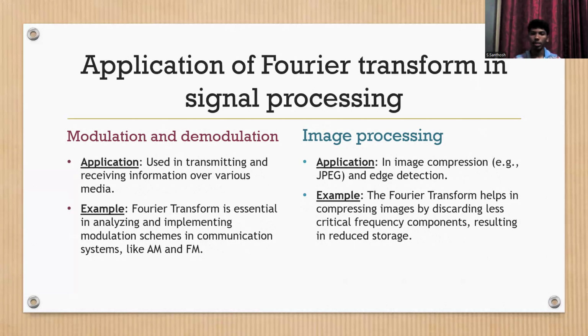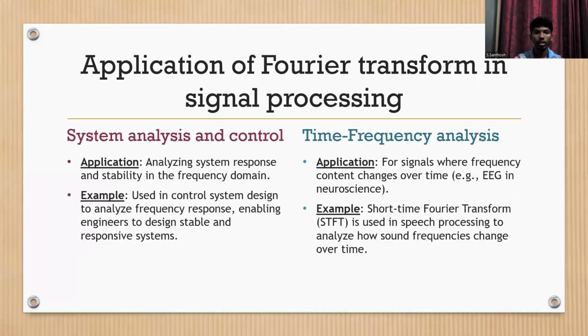Now, next going to image processing applications in image compression, for example JPEG, and edge detection. For example, the Fourier transform helps in compressing images by discarding less critical frequency components, resulting in reduced storage. Now, looking at system analysis and control applications, analyzing system response and stability in the frequency domain. The example is used in control system design to analyze frequency response, enabling engineers to design stable and responsive systems.